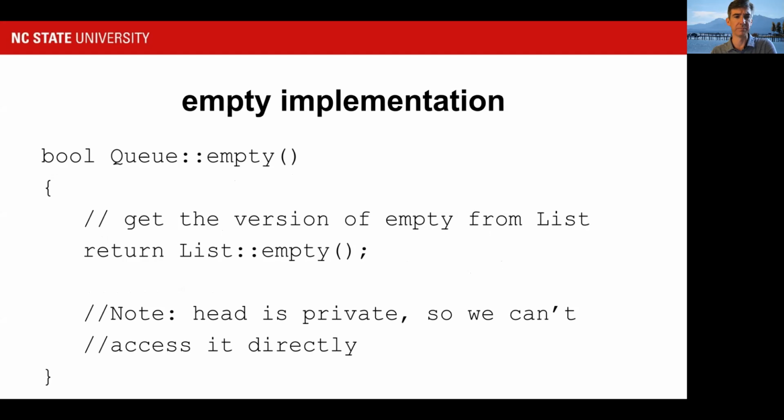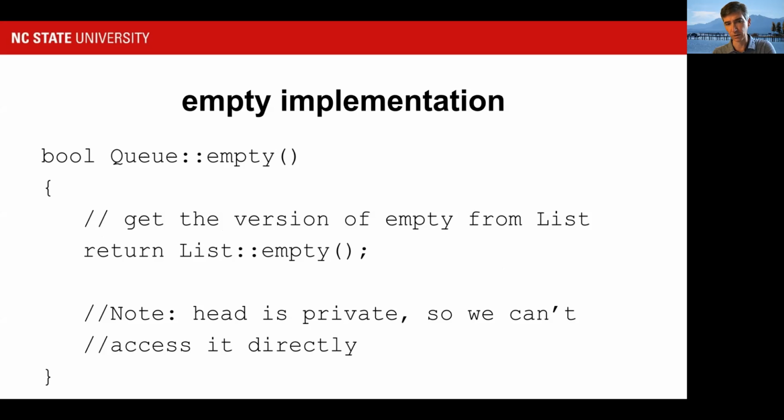And then for empty, now here's the thing. We can't directly access head and tail because they're private within the list class. And so when we inherit list, head and tail are private and we can't directly access them from our queue object. But we can call its public member function empty. And so in order to say that there is an empty function inside list that we want to call, we can write list : empty.